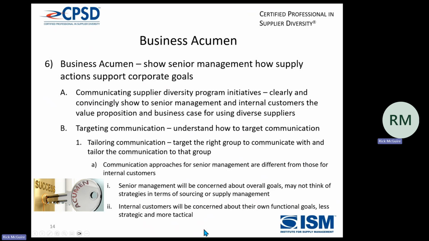Business acumen. Show senior management how supply actions support corporate goals. That's what they want to know. Communicating supplier diversity program initiatives clearly and convincingly: show to senior management and internal customers the value proposition and business case for using diverse suppliers and having the program at all. Targeting communication, understand how to target communication. So target or tailor communication to the right group to communicate with and tailor the communication to that group. So target the group and then tailor the communication.